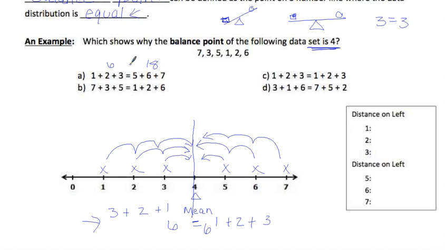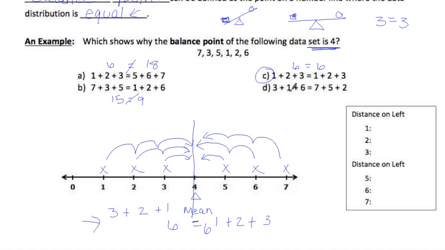And 6 is not equal to 18. Same thing if you look at this one here. 7 plus 3 plus 5 is 15. And then 1 plus 2 is 3 plus 6 is 9. 15 is not equal to 9. 1 plus 2 plus 3 is 6, which is equal to 6. So that's why C works.